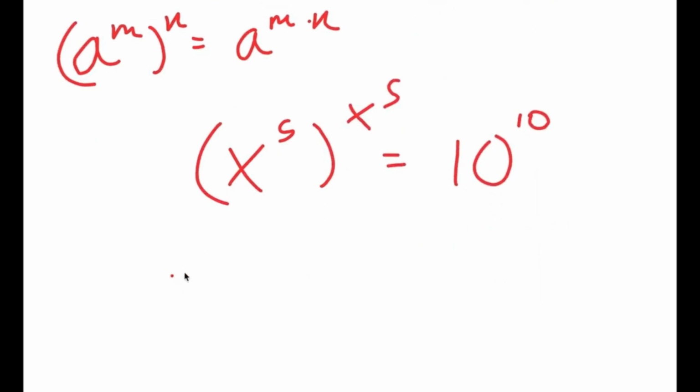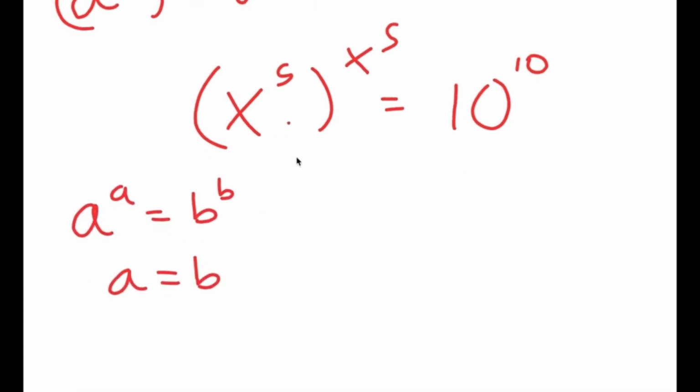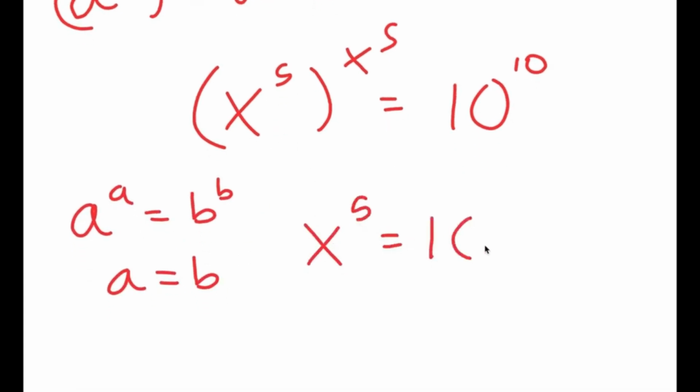And now my final property of exponents that I'm going to use for this video is that if I have something in the form a to the power of a is equal to b to the power of b, this means that a is equal to b. So in this case, x to the power of 5 is equal to 10. Now to solve this, we need to get rid of this power of 5 by taking the fifth root on both sides.